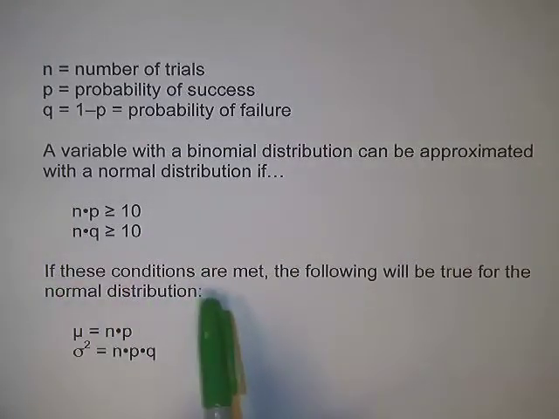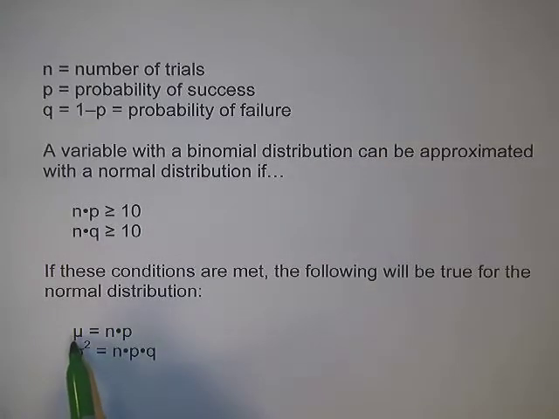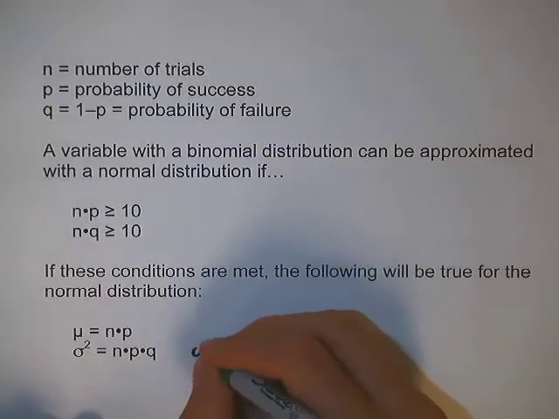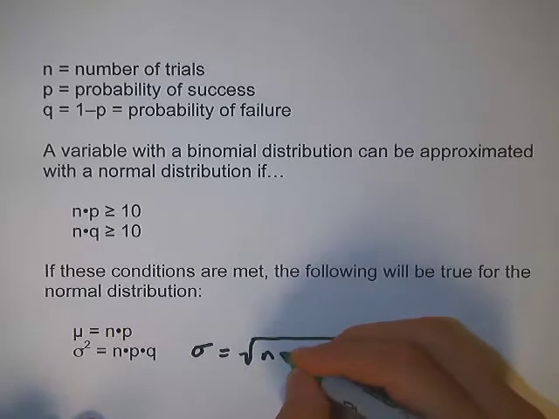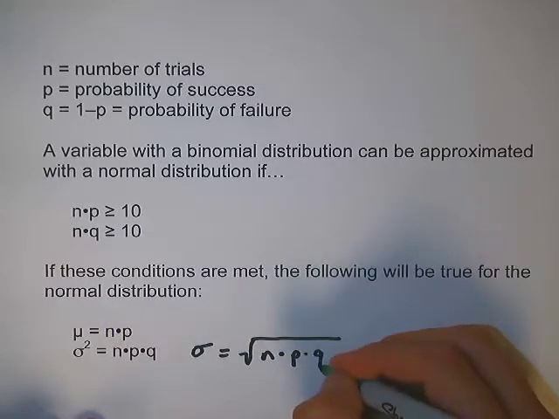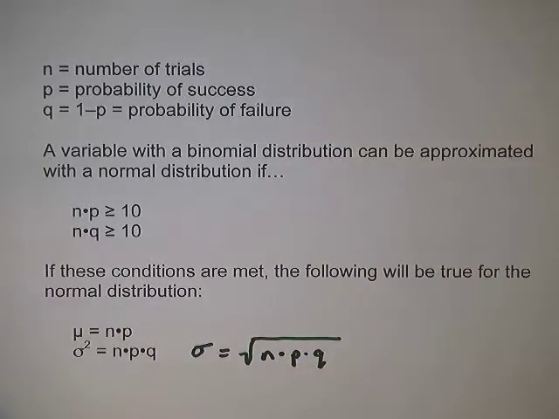Now, if these conditions are met, the following will be true for a normal distribution. Mu, which is the mean, is equal to n times p, and the variance, sigma squared, is equal to n times p times q. Generally, when we're describing a distribution, it's better to use the standard deviation. So the standard deviation, sigma, is simply going to be the square root of n times p times q. We'll probably use the standard deviation more frequently than the variance.